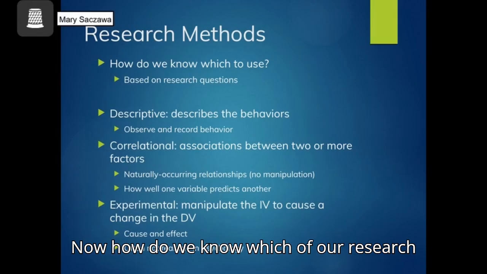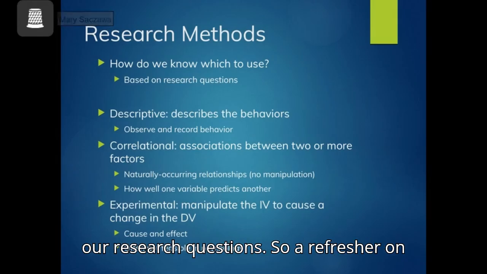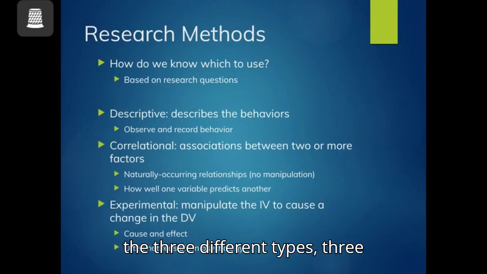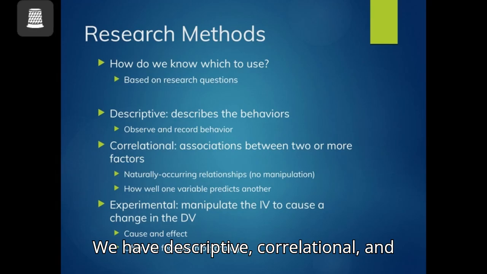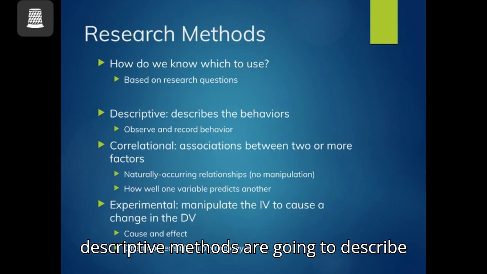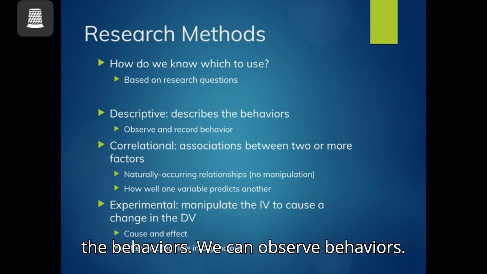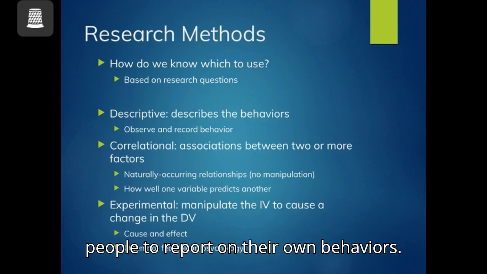Now, how do we know which of our research methods to use? This is really based on our research questions. So a refresher on the three different categories of research methods. We have descriptive, correlational, and experimental methods. So remember, descriptive methods are going to describe the behaviors. We can observe behaviors, we can record behaviors, we can ask people to report on their own behaviors.